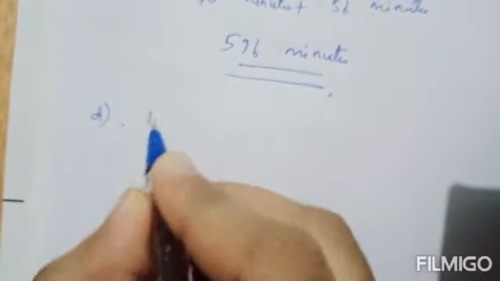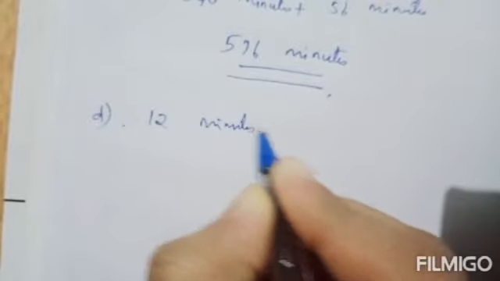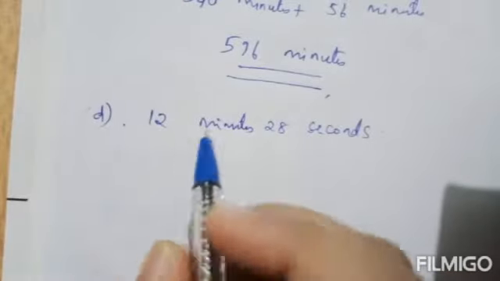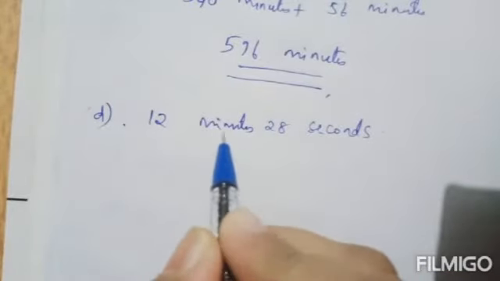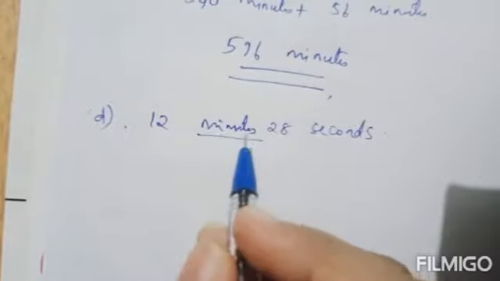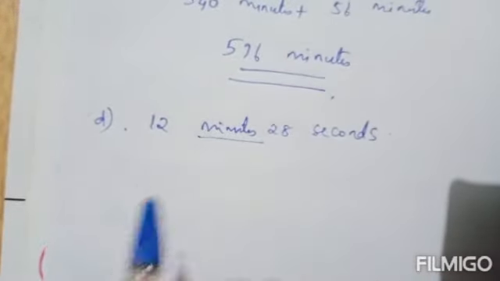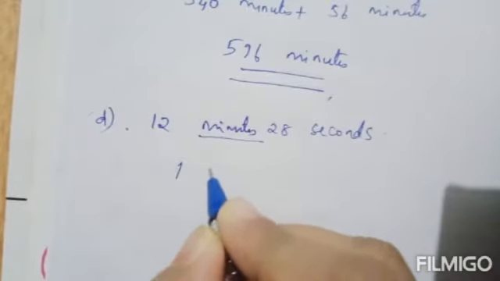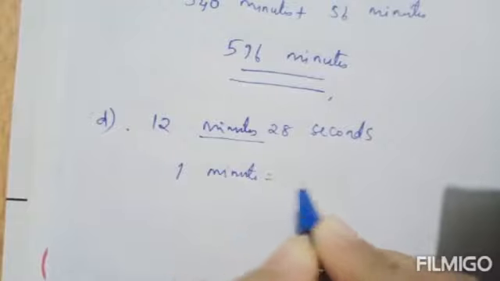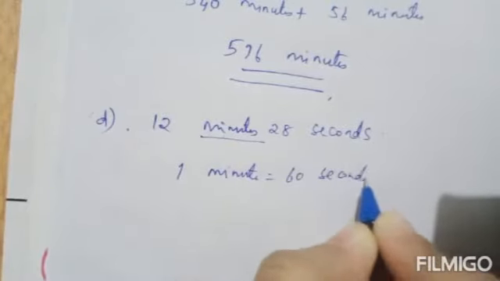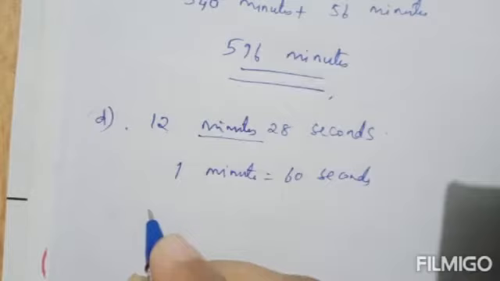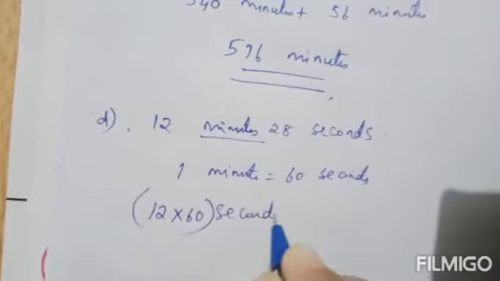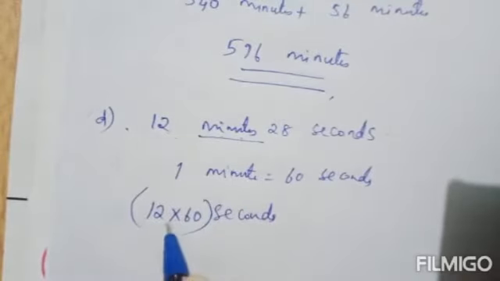In that D, 12 minutes 28 seconds to seconds. Okay, now here you have to convert this minutes to seconds. So in order to convert minutes to seconds, what to do? You know the relation 1 minute equal to 60 seconds. Okay, so what will be 12 minutes? It will be 12 into 60 seconds.